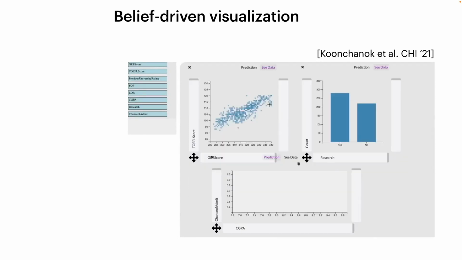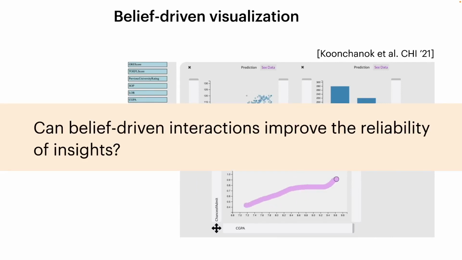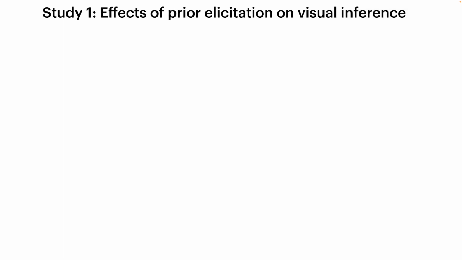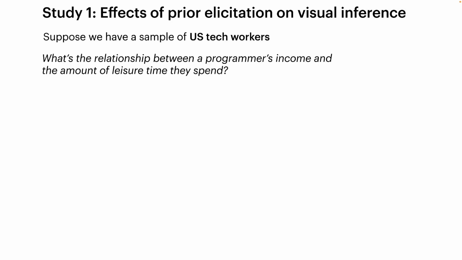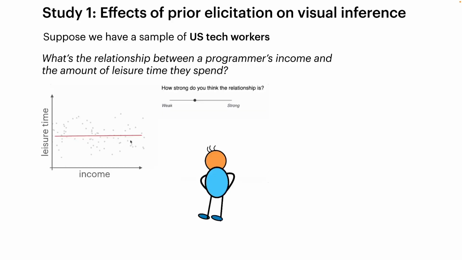But the question is still whether these interactions can improve the reliability of conclusions, particularly in the presence of noisy data. So our first research question is, what are the effects of prior elicitation on the accuracy of inferences that people make through visualizations? We answered this question in a crowdsourced experiment. Workers were exposed to a series of scenarios and were asked to make inferences from potentially noisy datasets.